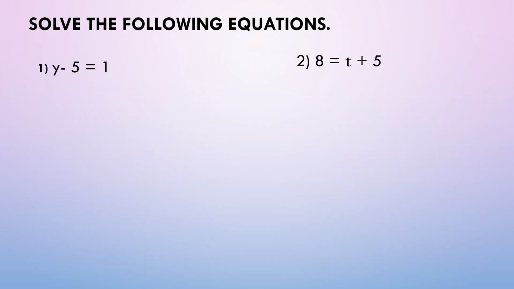Let us solve the following equations. First one, y minus 5 is equal to 1. Now you have to find the value of y, and you have to remove this minus 5. So to remove this minus 5, what are you doing? Which property are you using here?